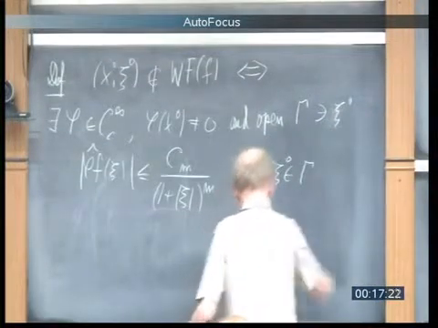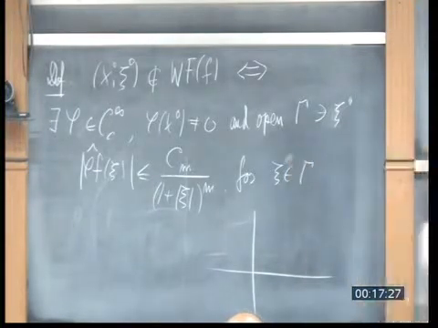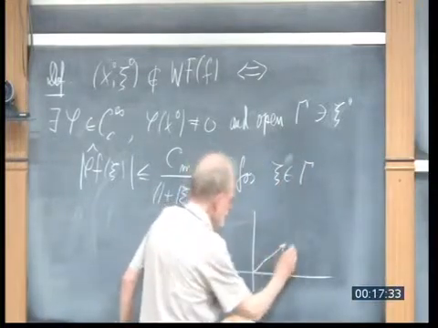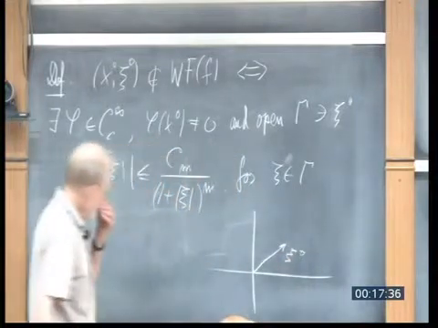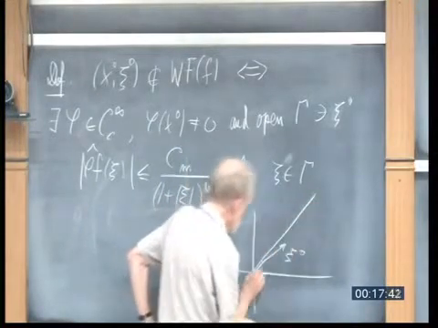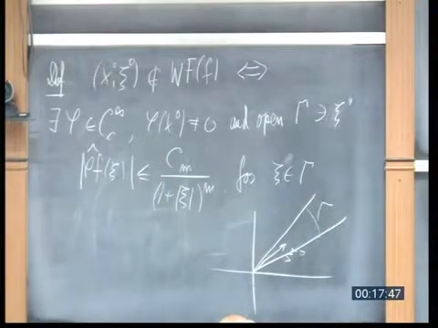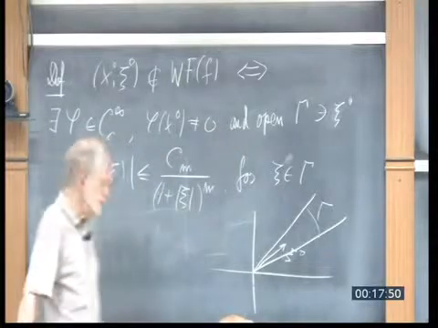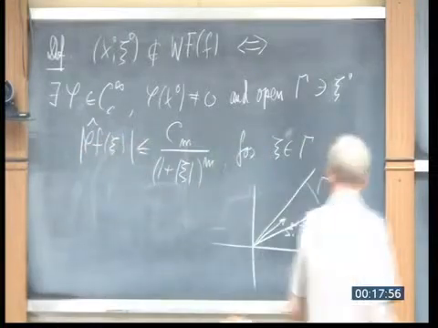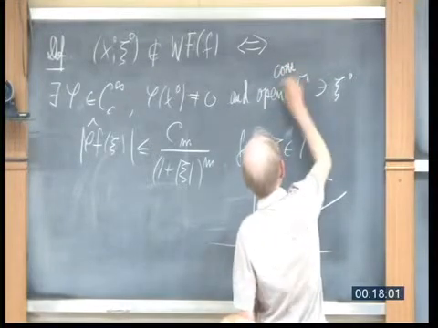So I need to write open cone. Thanks. So I want to think of xi0 as a little vector. And so the only difference is that I restrict the direction in which xi has to tend to infinity. Open cone, thank you.